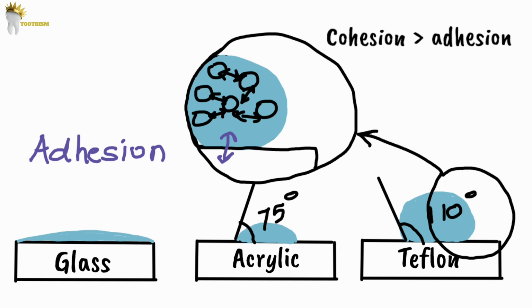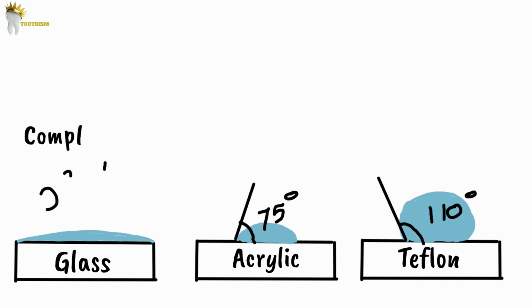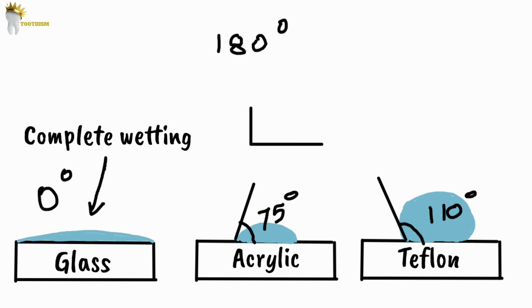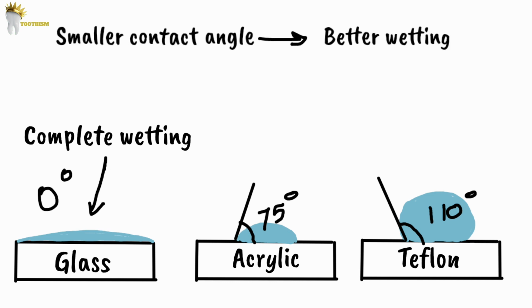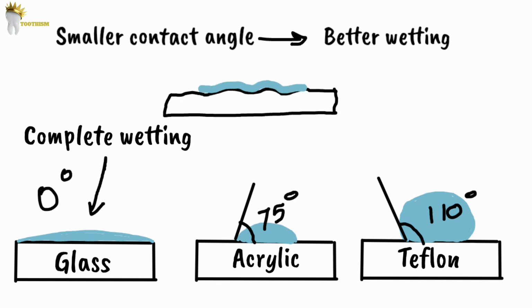So you can see that the contact angle is a good indicator of spreadability or wettability of the adhesive. At the contact angle of 0 degrees there is complete wetting, and at 180 degrees there is no wetting. So what you need to understand is that the smaller the contact angle between an adhesive and an adherent, the better the ability of the adhesive to flow into and fill in the irregularities within the surface of the adherent.